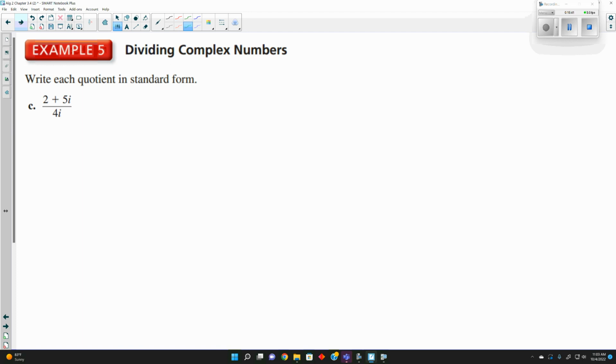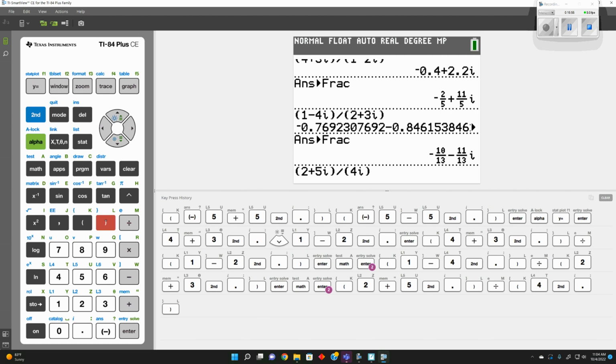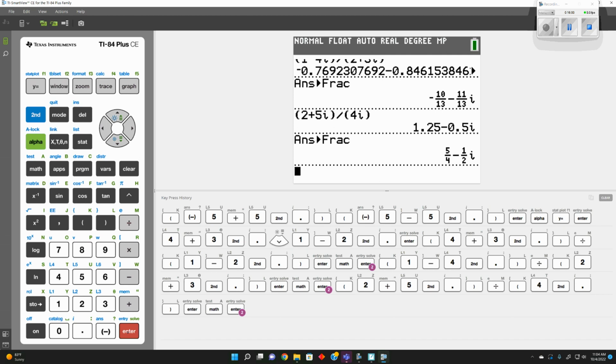And even if we have just 4i in the denominator, it works the exact same. So we could say 2 plus 5i divided by 4i. That'd be the answer. Now you will need to put parentheses around the 4i. Otherwise, it will give you a little bit different answer if we don't have them.